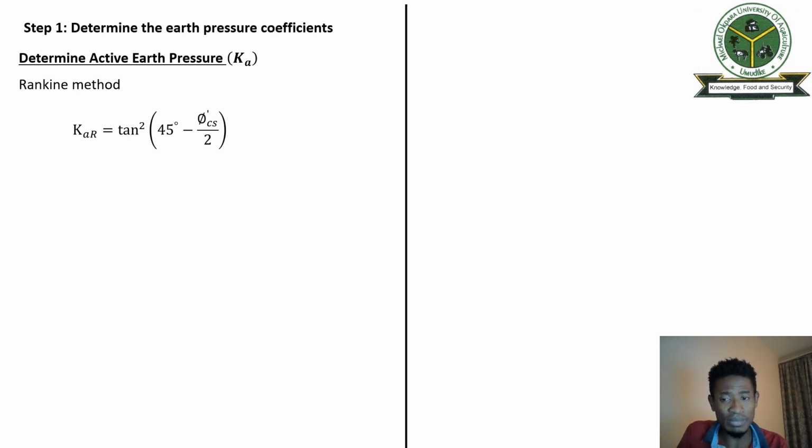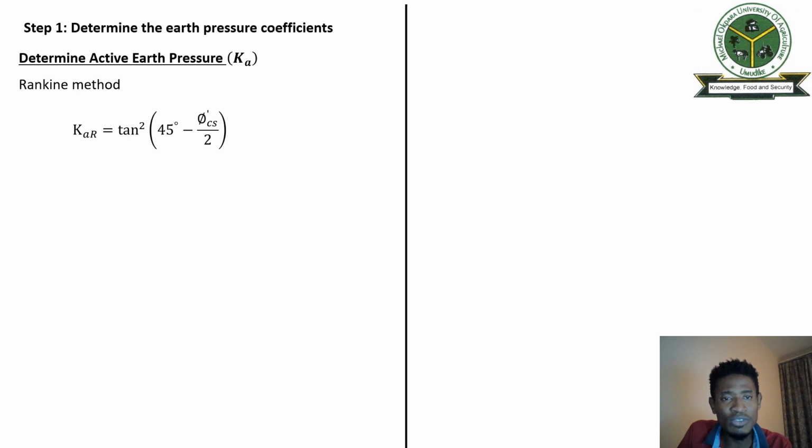This is the formula to determine the active earth pressure. For this question, we will not determine the passive earth pressure. And why? Because we are trying to be super conservative. The passive pressure would have added more resistance to the wall. But because we want to be super conservative, we will use the active, and the active is the one that is causing the wall to collapse.